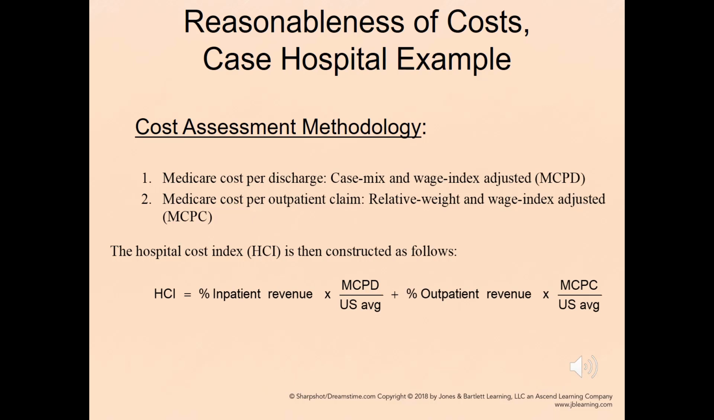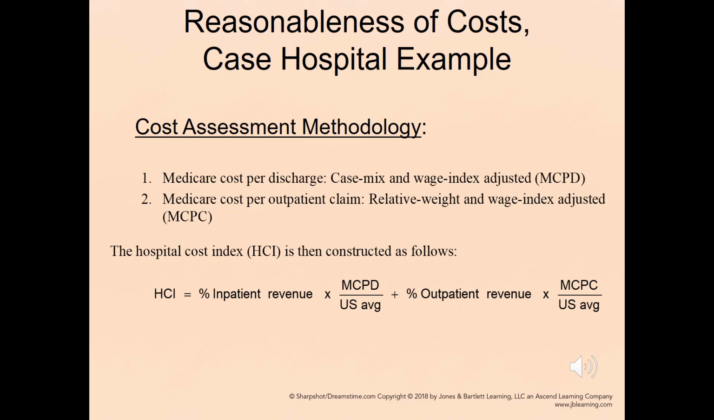You have one hospital who simply has some patients who are not feeling good sitting in a hospital bed on a medical floor versus a hospital who is doing a large number of heart transplants and liver transplants. Their acuity and their costs are going to be a lot different, so their reimbursement is going to look different. Their entire case mix is different. Number 2, the Medicare cost per outpatient claim is the relative weight and wage index adjusted, the MCPC.